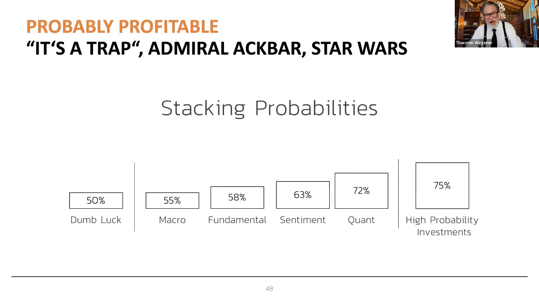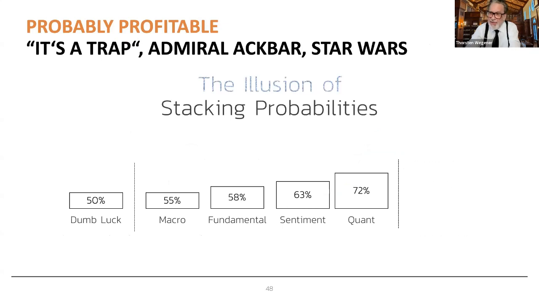So what's happening here now? We started with dumb luck. Then we did all that research: macro, fundamental, sentiment, and quant. And we thought we have high probability investments. So if I only use the cash equivalent, which means I can be long an asset, I can be short an asset, or I can be not in the market at all, am I back to 50-50? Was this whole process in the first part just an illusion?